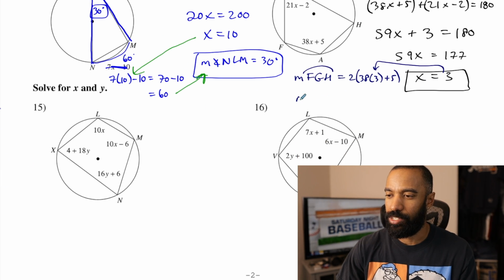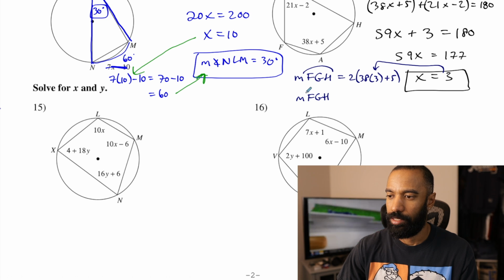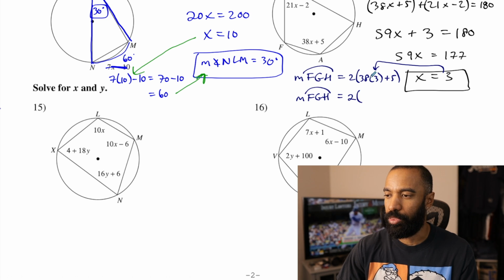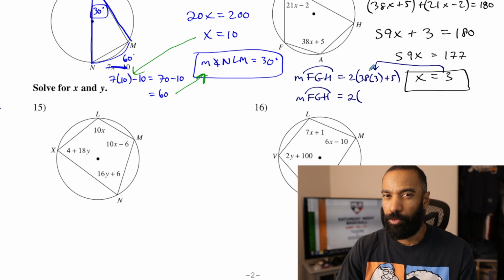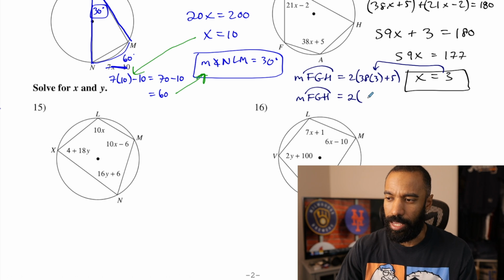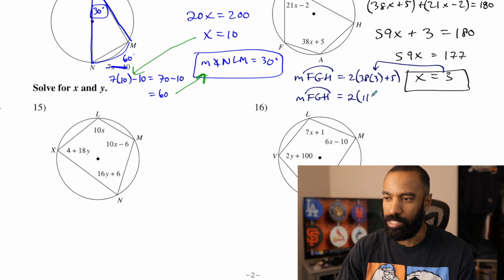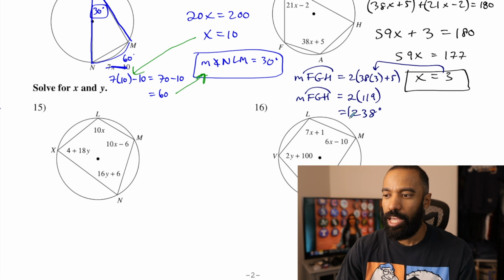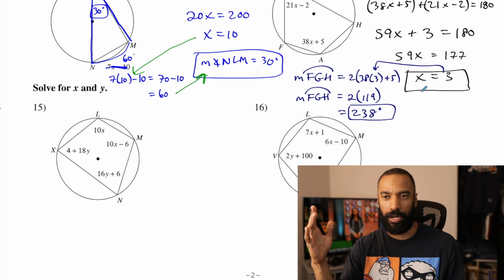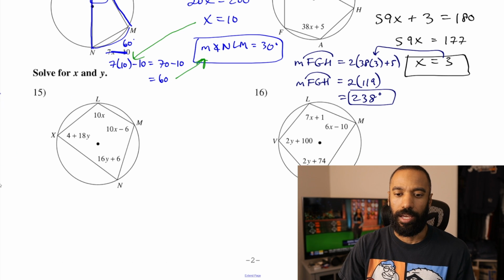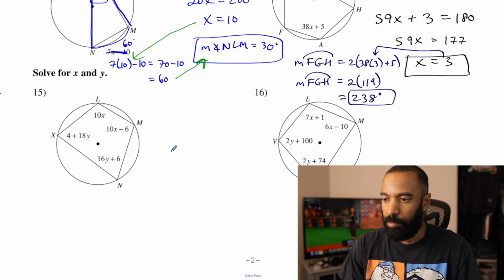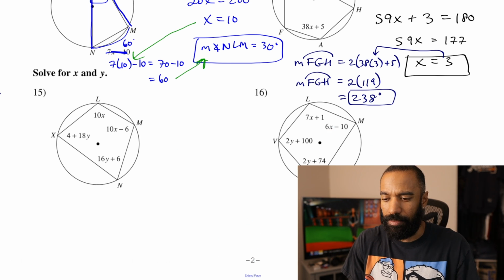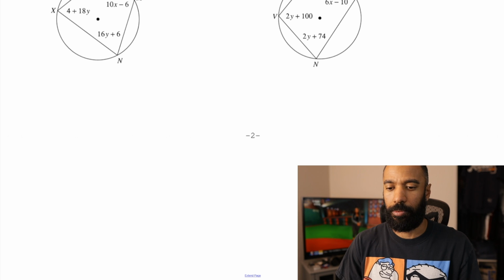So 38 times 3 is 114. Plus 5 is 119. And double 119 is 238 degrees. It's possible I might mess up a math thing here and there. You can't blame me, I'm about an hour removed from being a 24-hour thing. But I believe that's correct. Okay, 2 more problems here.